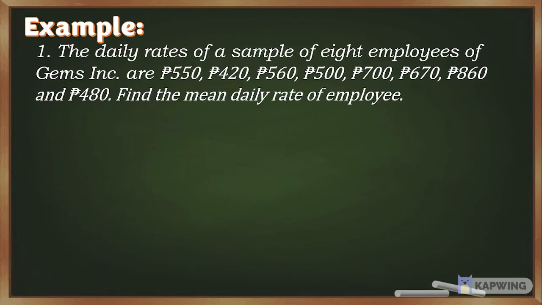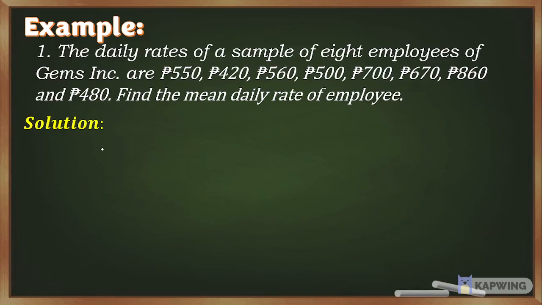For example number 1, the daily rates of a sample of 8 employees of GEMS Incorporated are 550, 420, 560, 500, 700, 670, 860, and 480 pesos. Find the mean daily rate of employee.